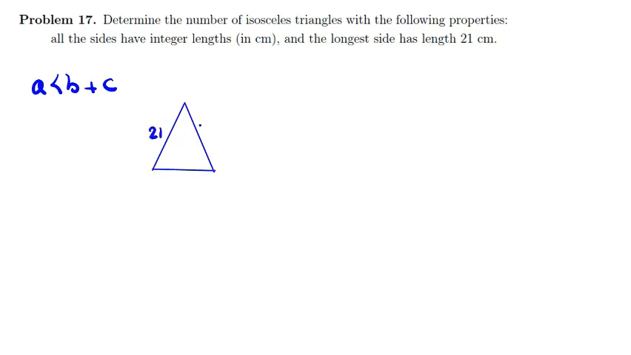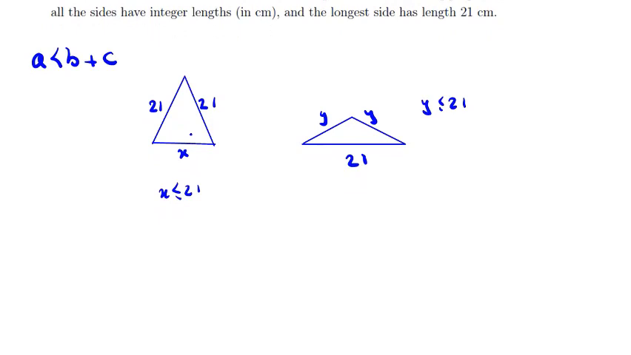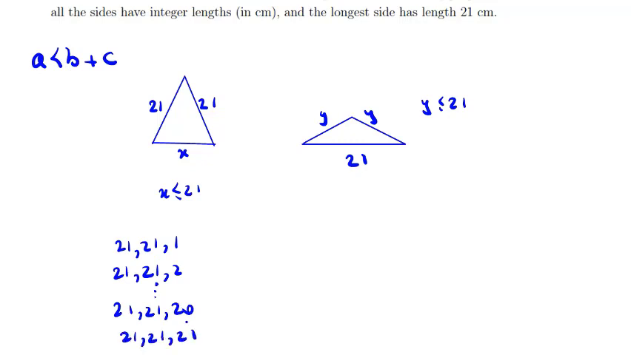22 types of triangles, 20, 21. And this one, x, which is at most 21, or these two lines are equal. So we have 21 and something like this. And we have y, 21, and y is at most again 21. For this one, you say, okay, 21, 21, x is 1, 21, 21, 2, and we see that it satisfies the triangle inequality: 21, 21, 20, and 21, 21, 21.